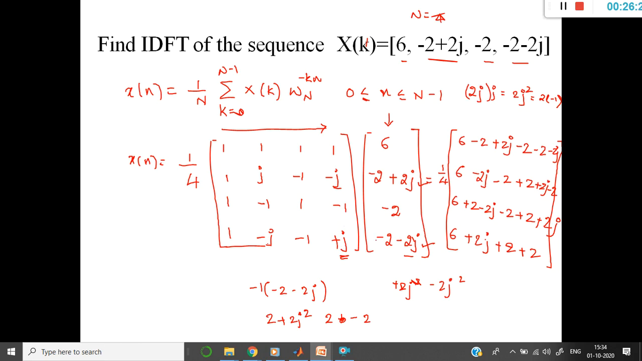So now we will get the correct answer. Minus 2j. This will be minus 2j. Minus 2j. Okay. J into, so this will be minus 2j square. Minus 2j square is nothing but plus 2. It is plus 2. No, that's correct. Thank you.